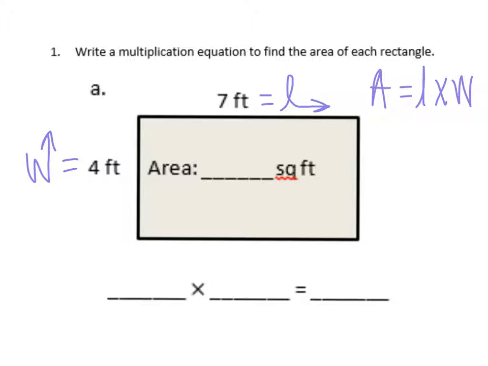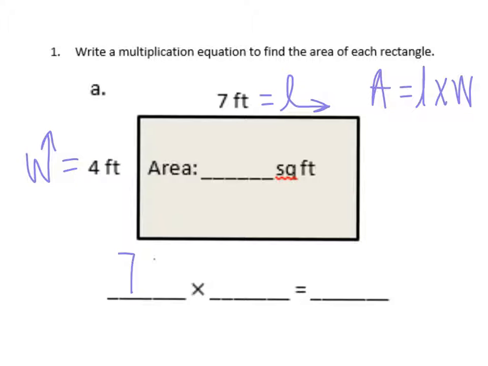So for this equation, what is the length? Write it in the first line. What is the width? Write it on the second line. Then multiply 7 times 4 feet to get your area. Pause the video while you work and replay when you are ready, or if you get stuck.